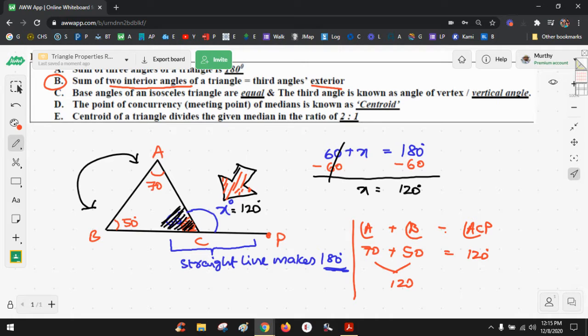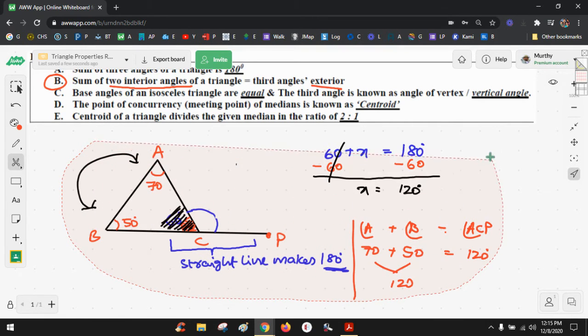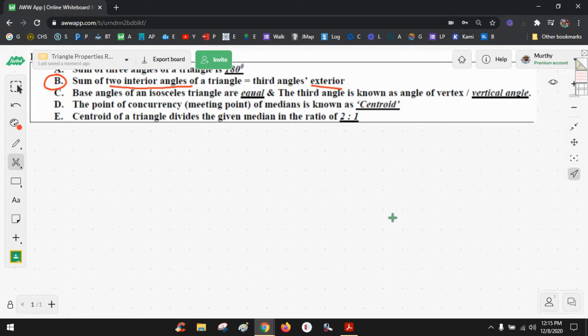So what kind of questions can you expect? Two angles may be given and one of them will be missing, and you have to figure out the value of that. Anyhow, when I take some questions from my worksheet, then I'll explain these kinds of questions. And coming to the third one: base angles of an isosceles triangle are equal, and the third angle is known as the angle of vertex or vertical angle. This is a pretty easy one. Probably you learned it in your lower classes too, when you were in elementary school.